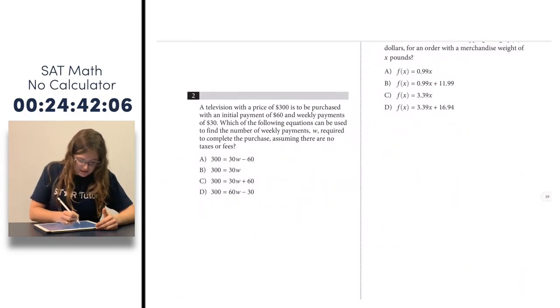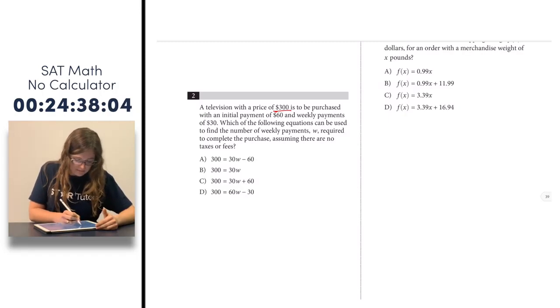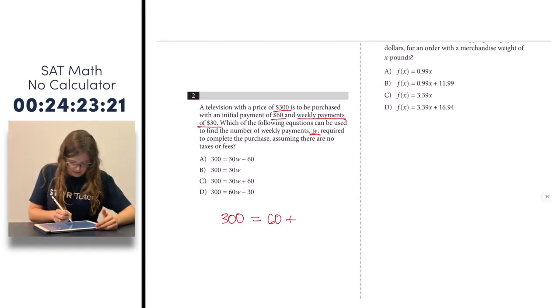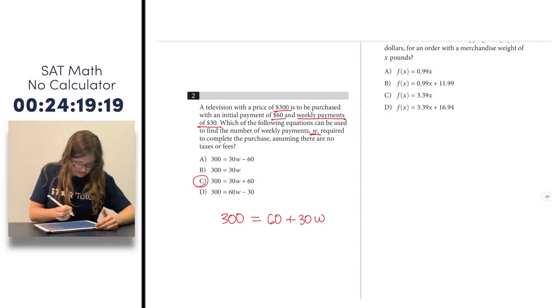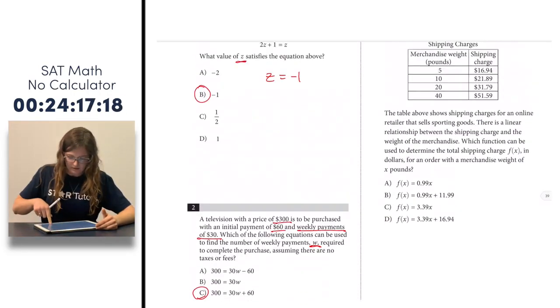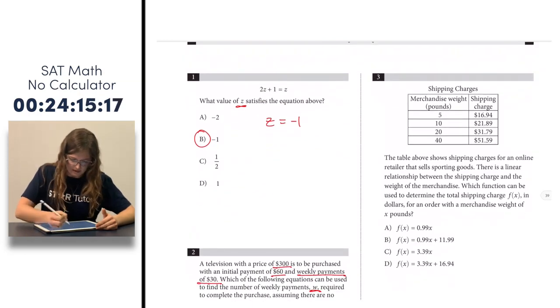Number 2, we've got a television with a price of $300 to be purchased with an initial payment of $60 and weekly payments of $30. We want the equation for the number of weekly payments required to complete the purchase, no taxes or other fees. So we have 300. First, we're going to pay $60 down, then we're going to add $30 for every week. And that looks like C.